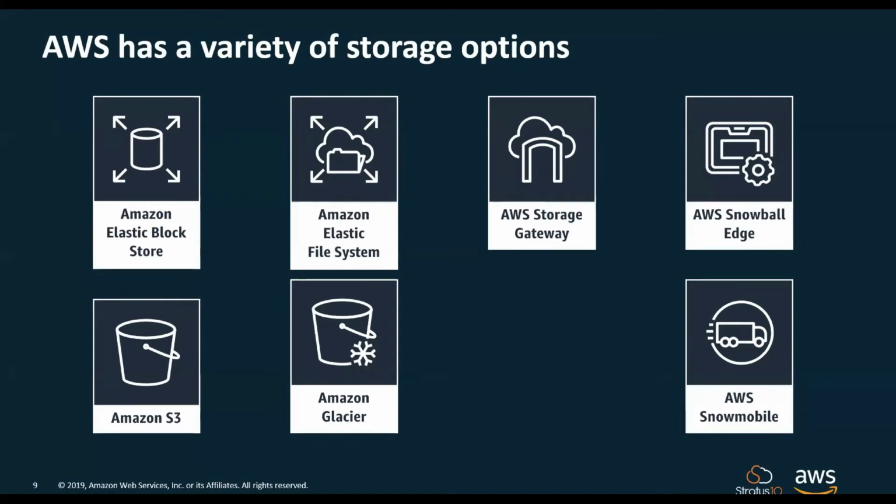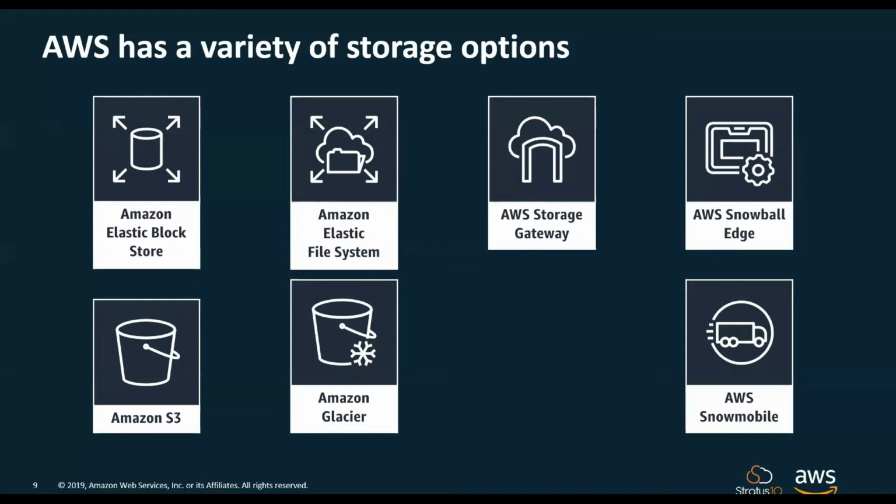Amazon Glacier is more long-term archival storage, and it also has different options, right? So typically what you do is you save your data into S3 and then slowly move the data into Glacier when you no longer need it.